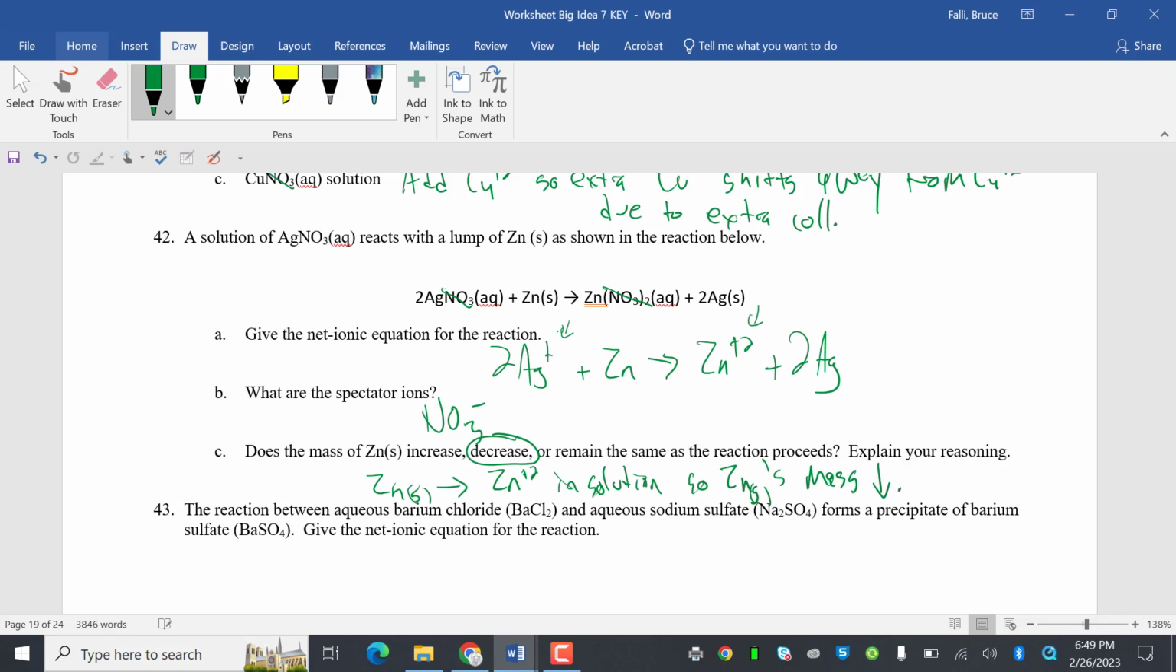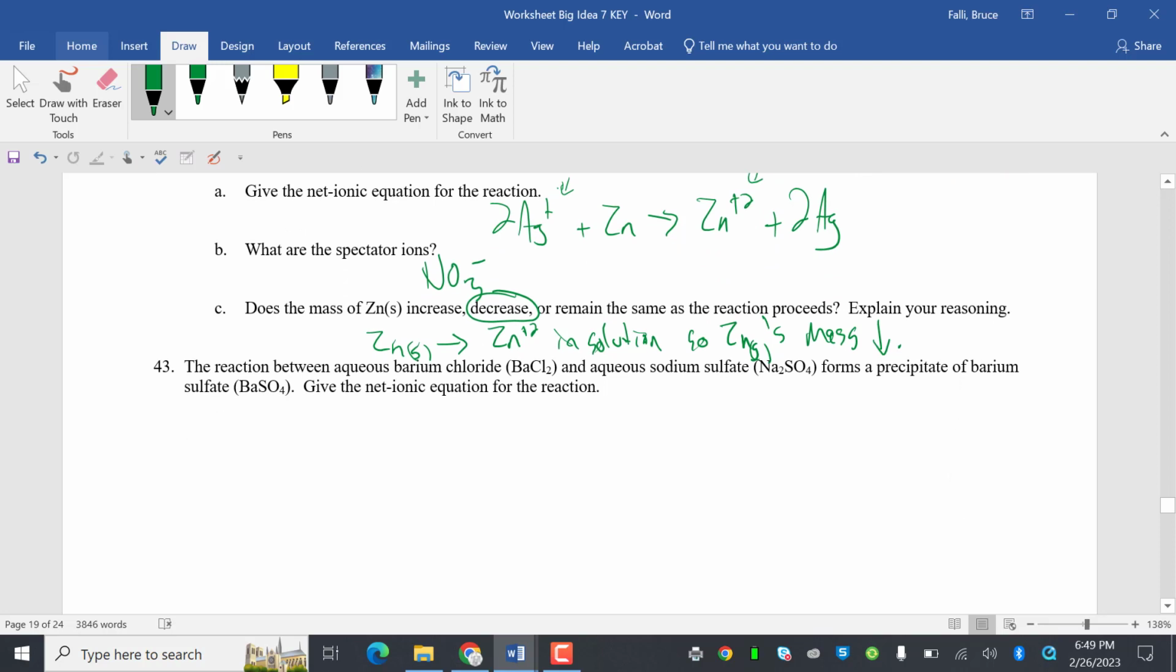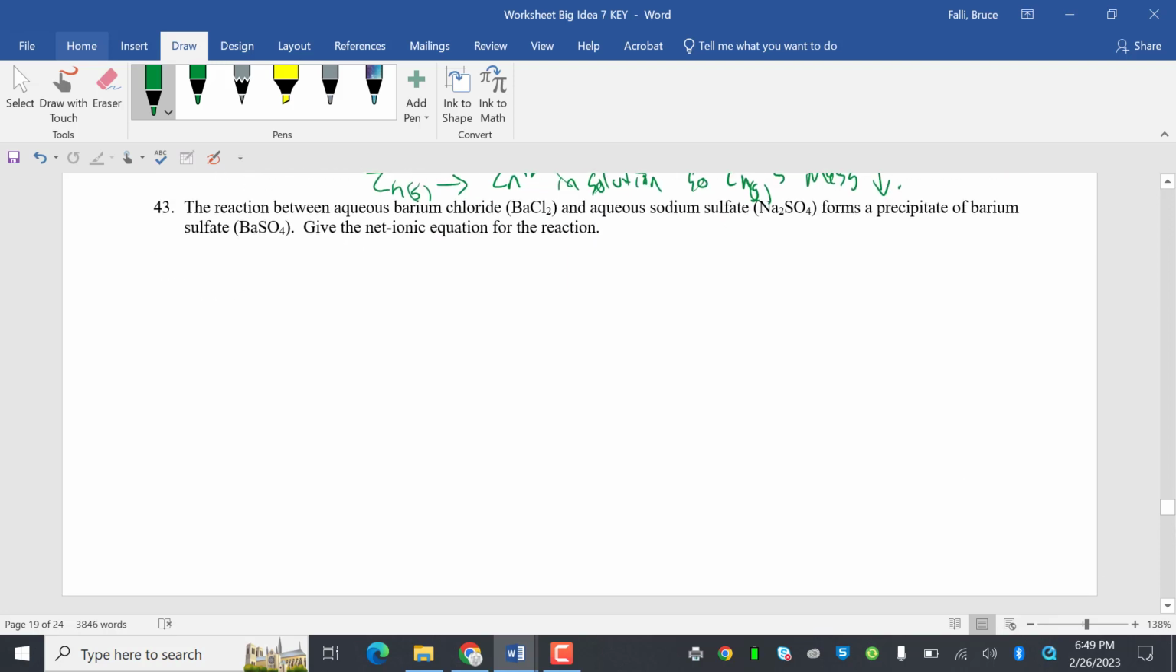The reaction between aqueous barium chloride and aqueous sodium sulfate forms a precipitate of barium sulfate. Give the net ionic reaction. Okay, so aqueous barium chloride. If it's aqueous, it's going to be Ba plus 2 plus Cl negative. I can't get rid of anything yet. And aqueous sodium, goodbye sodium, but sulfate will remain. Forms a precipitate of barium sulfate, BaSO4. That tells us it's a precipitate, it's a solid. Chloride is doing nothing, so that's it.